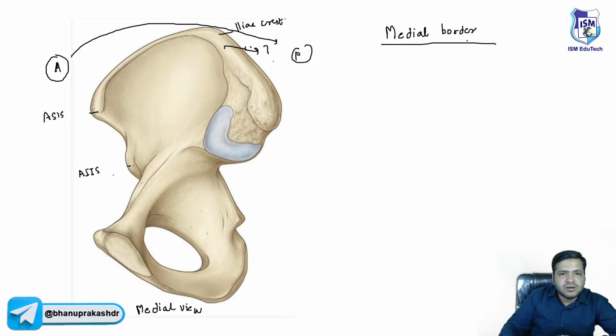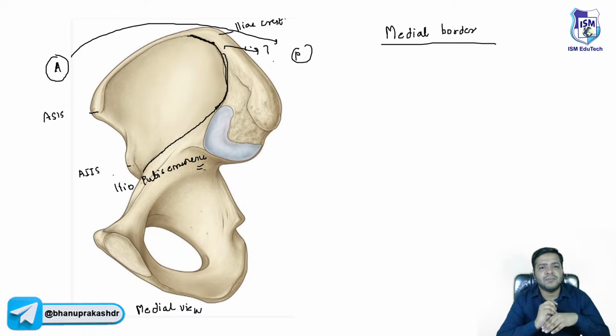Okay, the medial border begins near the iliac crest. This is the medial border, beta. It begins near the iliac crest and goes down like this, merging with the pubis bone. So yes, it is the iliopubic eminence, okay.